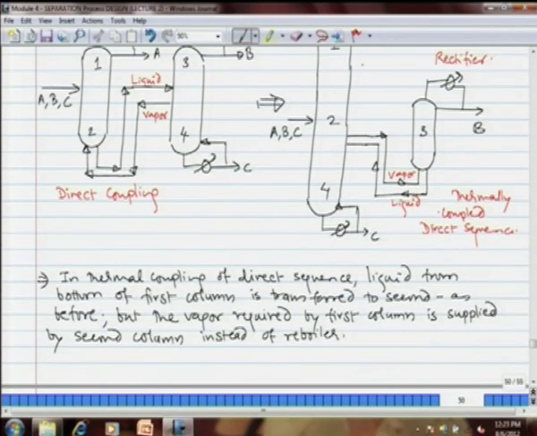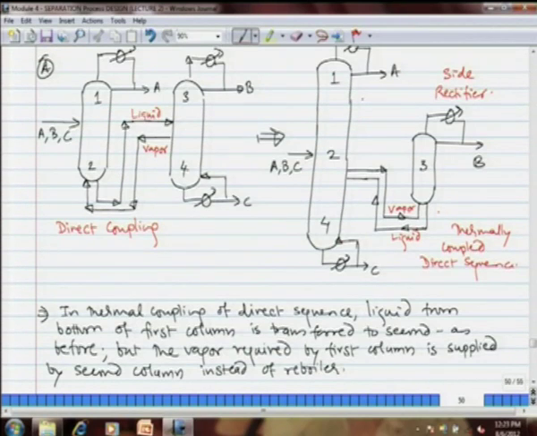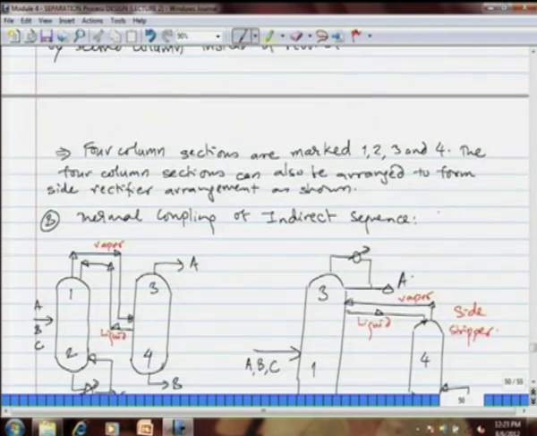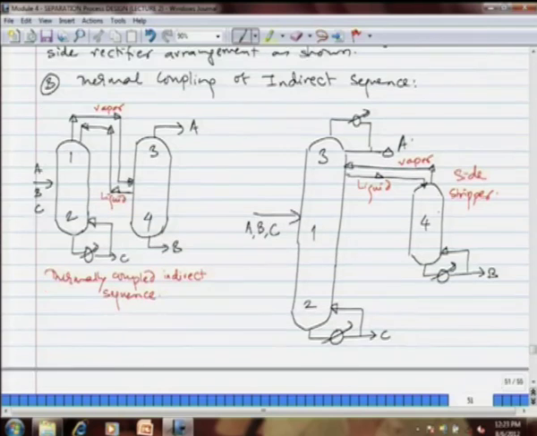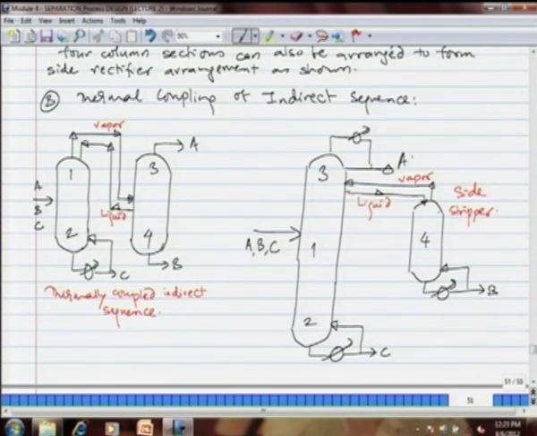This particular arrangement takes off B, the middle product, as the top product or the distillate product. So, this column 3 is known as a side rectifier. You can also have a thermal coupling of an indirect sequence. Now, that is being shown on your screen. Column 1 and column 2, again column 1 divided in two parts 1, 2, column 2 divided in two parts 3, 4.